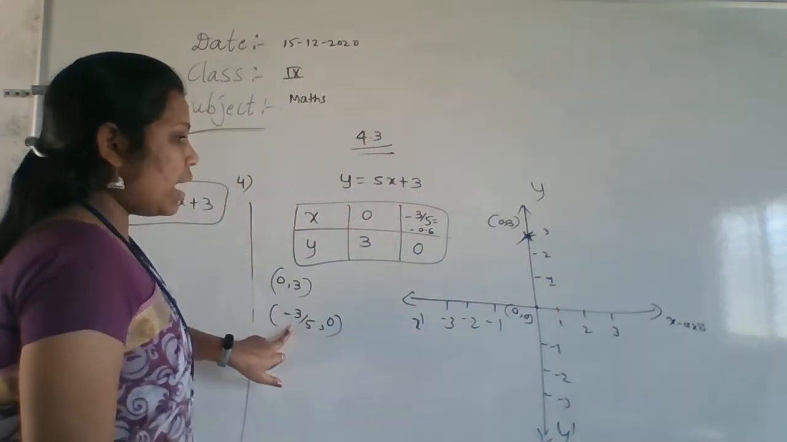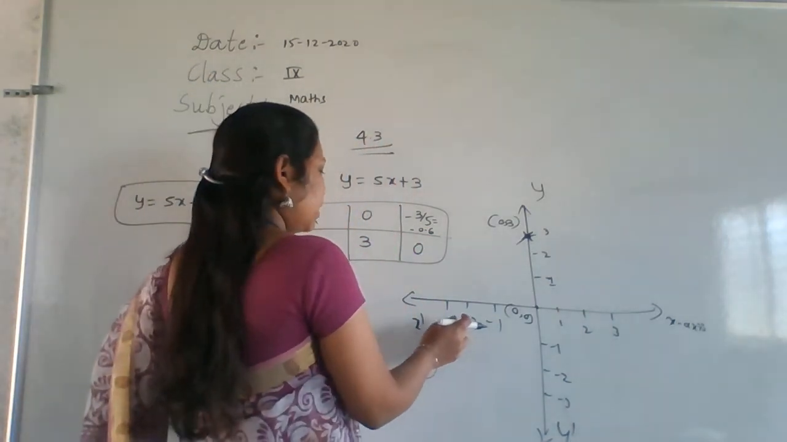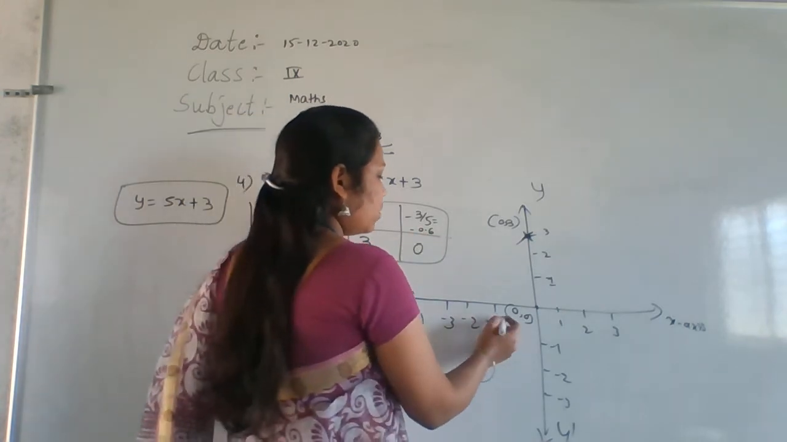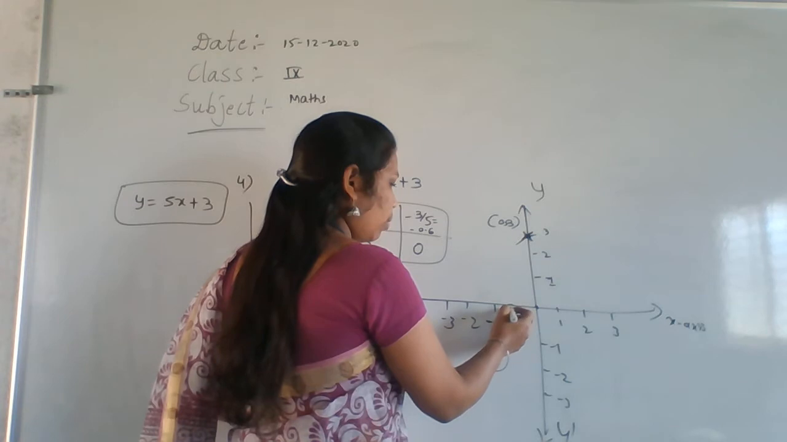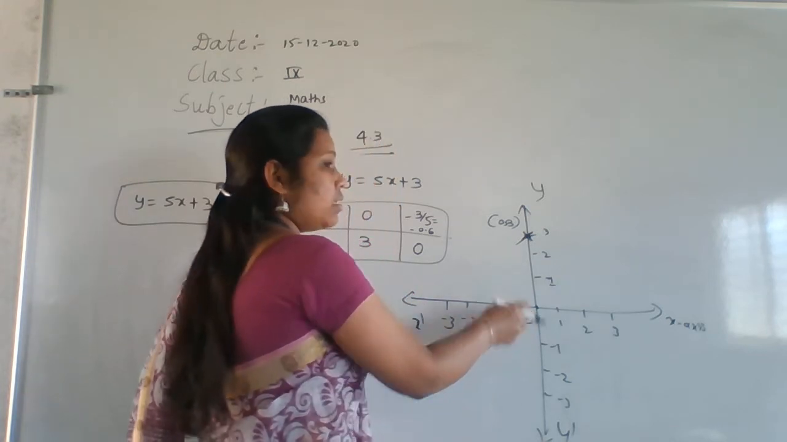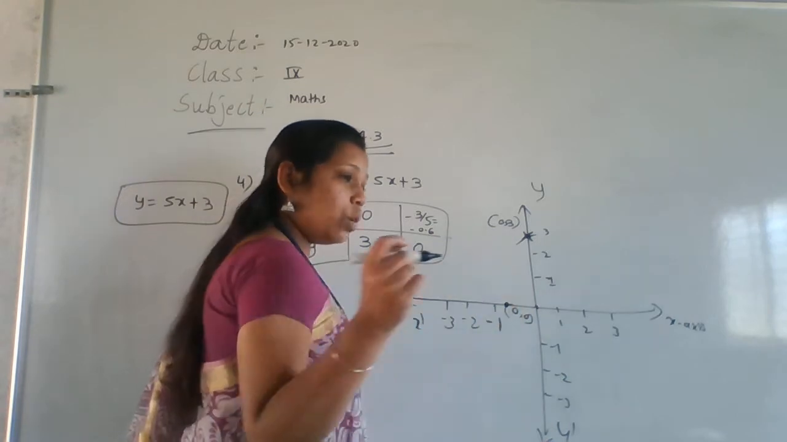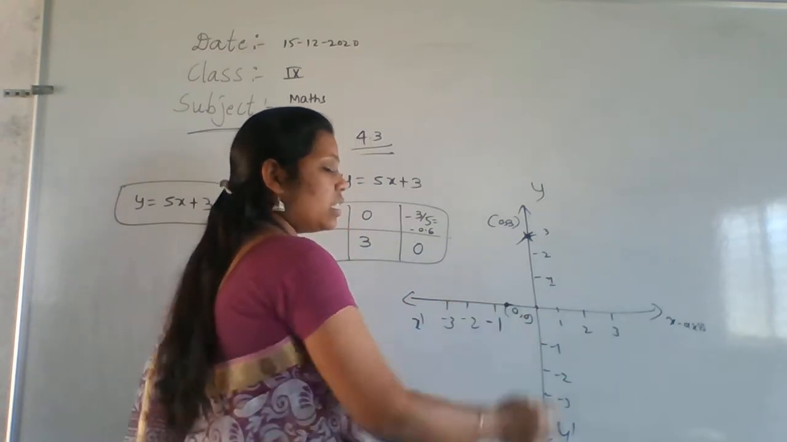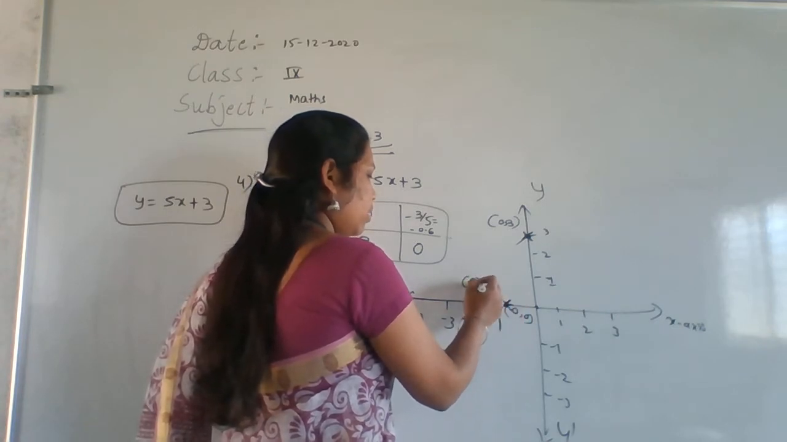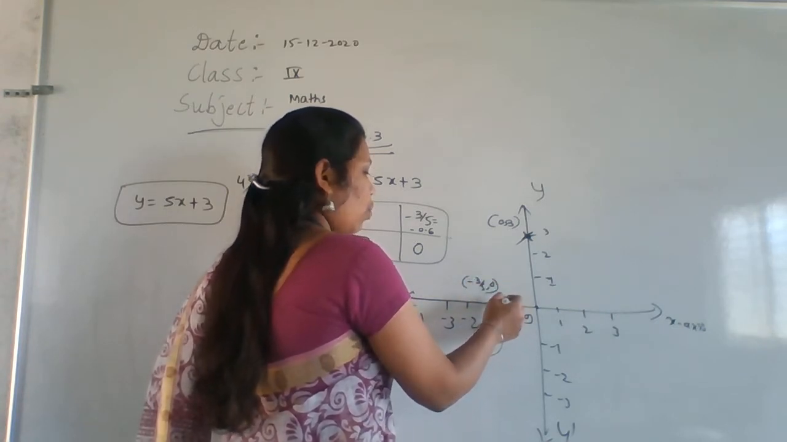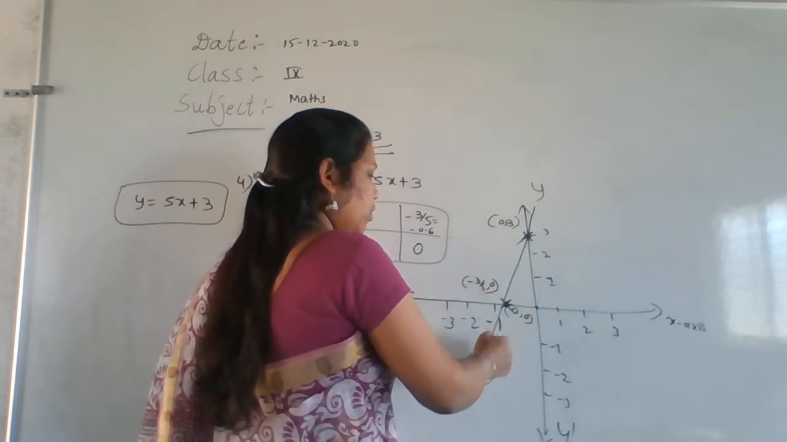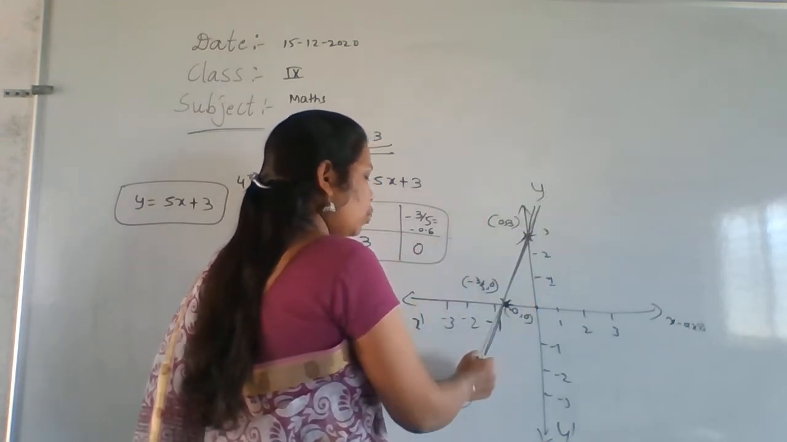Next one is minus 3 by 5. Minus 3 by 5 is nothing but minus 0.6, and minus 0.6 lies here only. Count here: the middle line is 0.5 and after that one point you will get minus 0.6. So minus 0.6, 0 is the point minus 3 by 5, 0. These are the 2 points we got. Now join these 2 points.